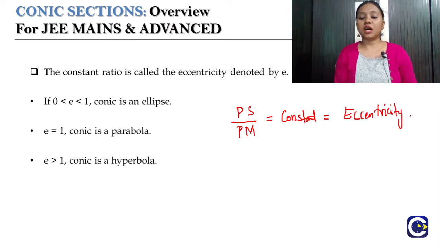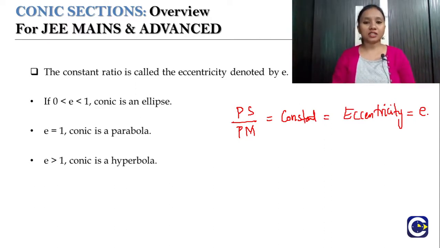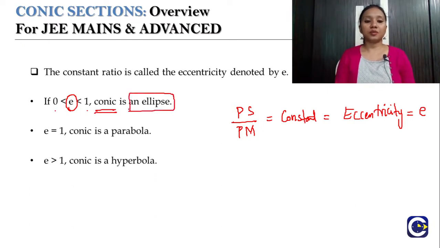We will be using the letter E to represent the eccentricity here. Now, is this eccentricity important? Yes, it is, because based upon the range of this eccentricity, we can classify our conic sections. You can see the range of eccentricity values. If the eccentricity is between 0 and 1, that is 0 less than E less than 1, then the corresponding conic section is called an ellipse.